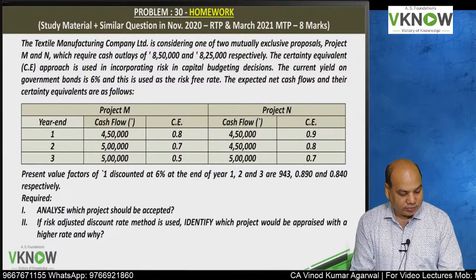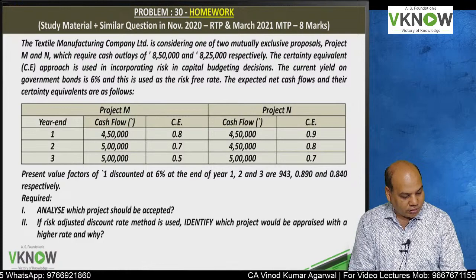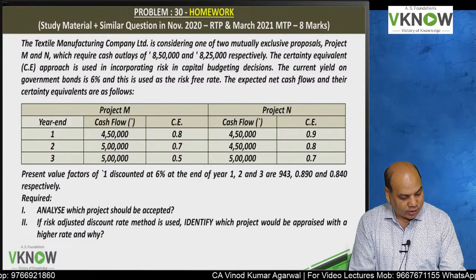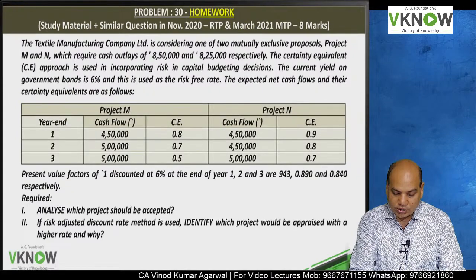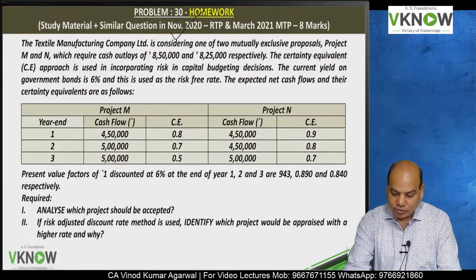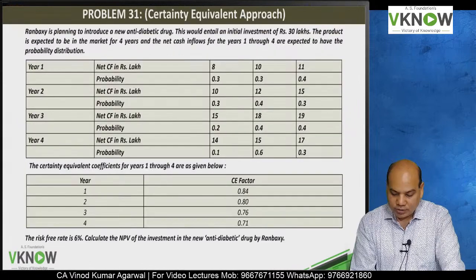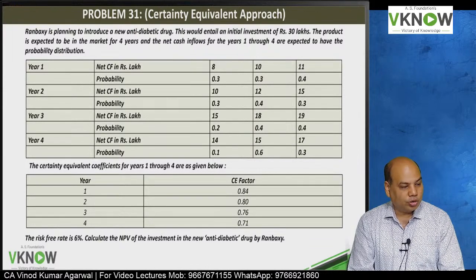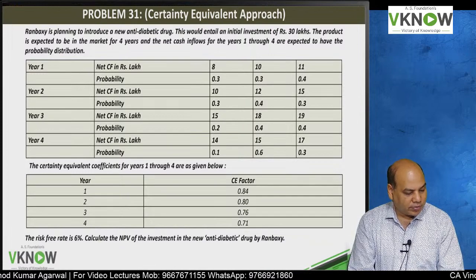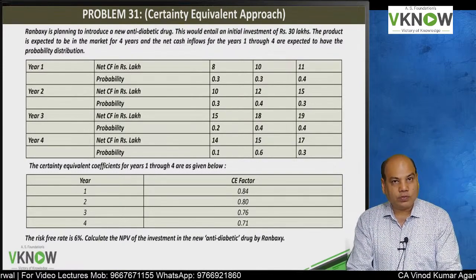Homework. Question number 30. Again the same problem. Here the figures are also, I think, the same, so you can just do one of the two. Previous question was in the study material. This question was in November 2020 RTP, March 21 MTP. Okay. Question number 31, this I will solve. Please must do the 2 questions in the notebook, because they are 100% same. I have no value addition to be done. Question number 31 I will solve in the book only.